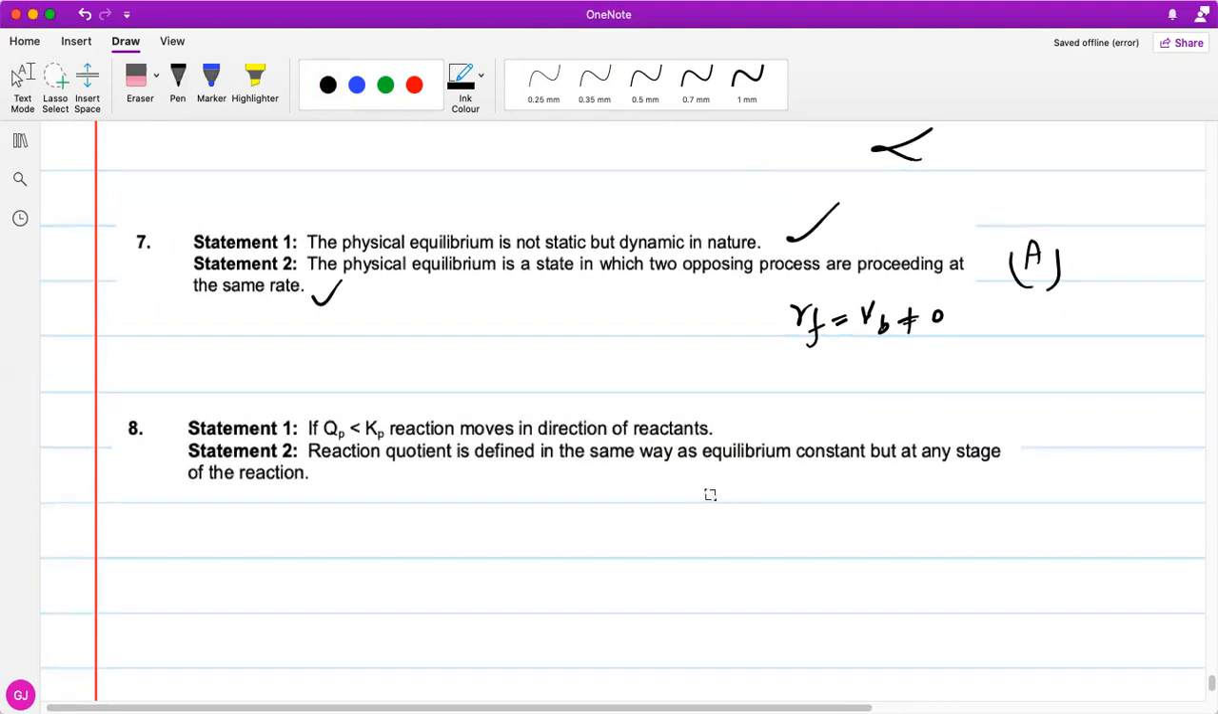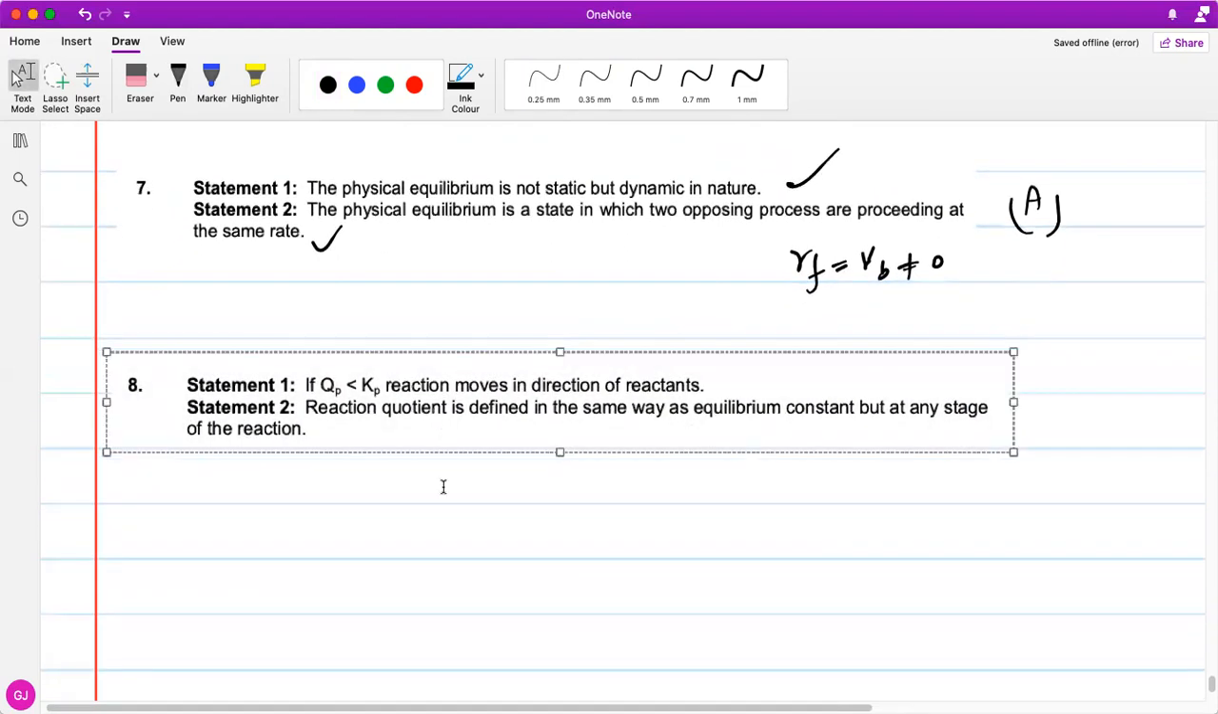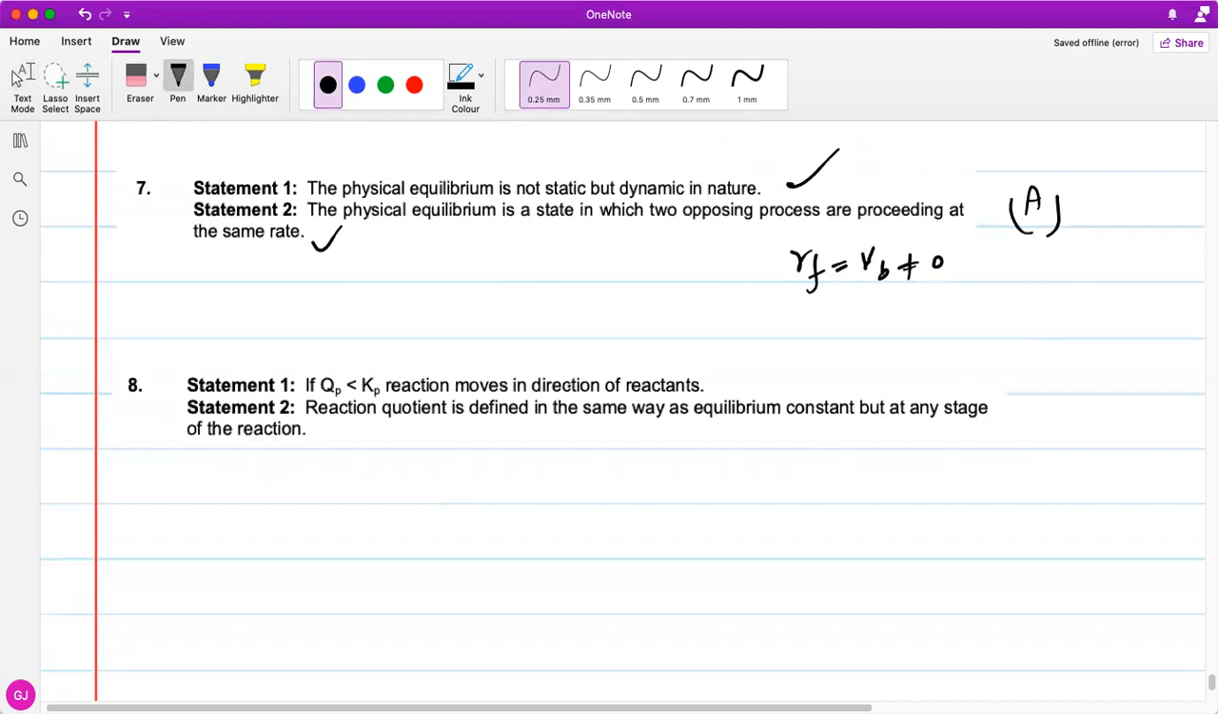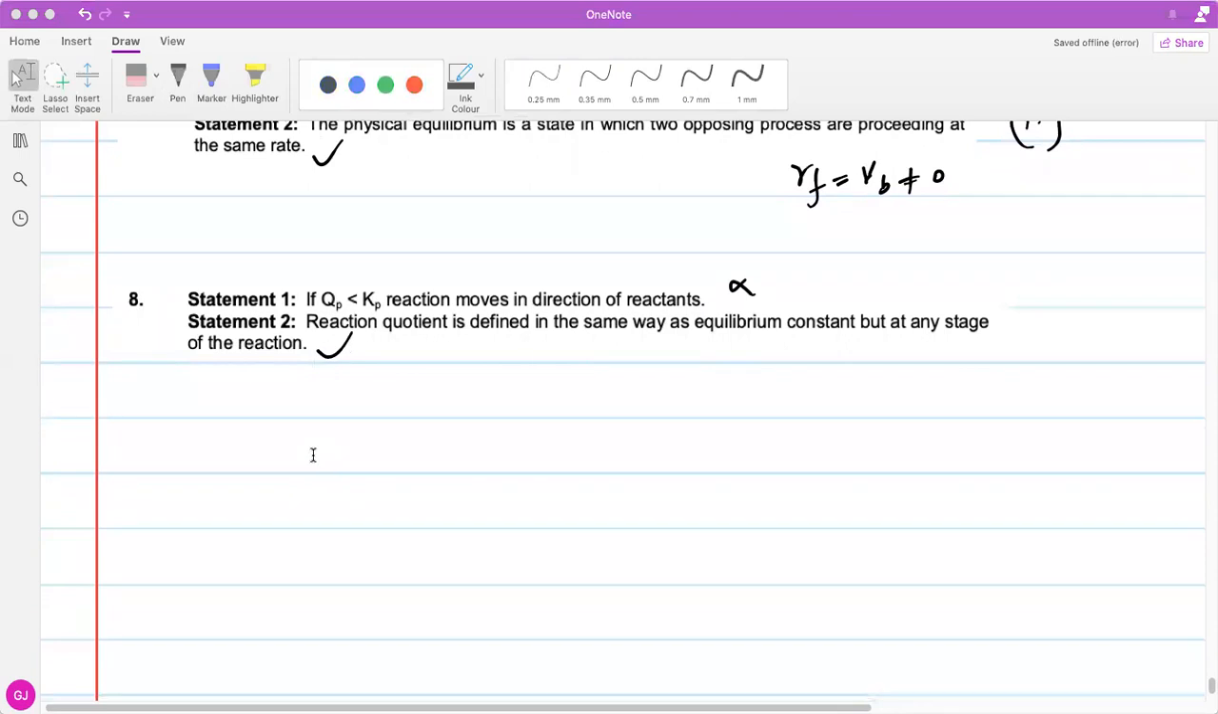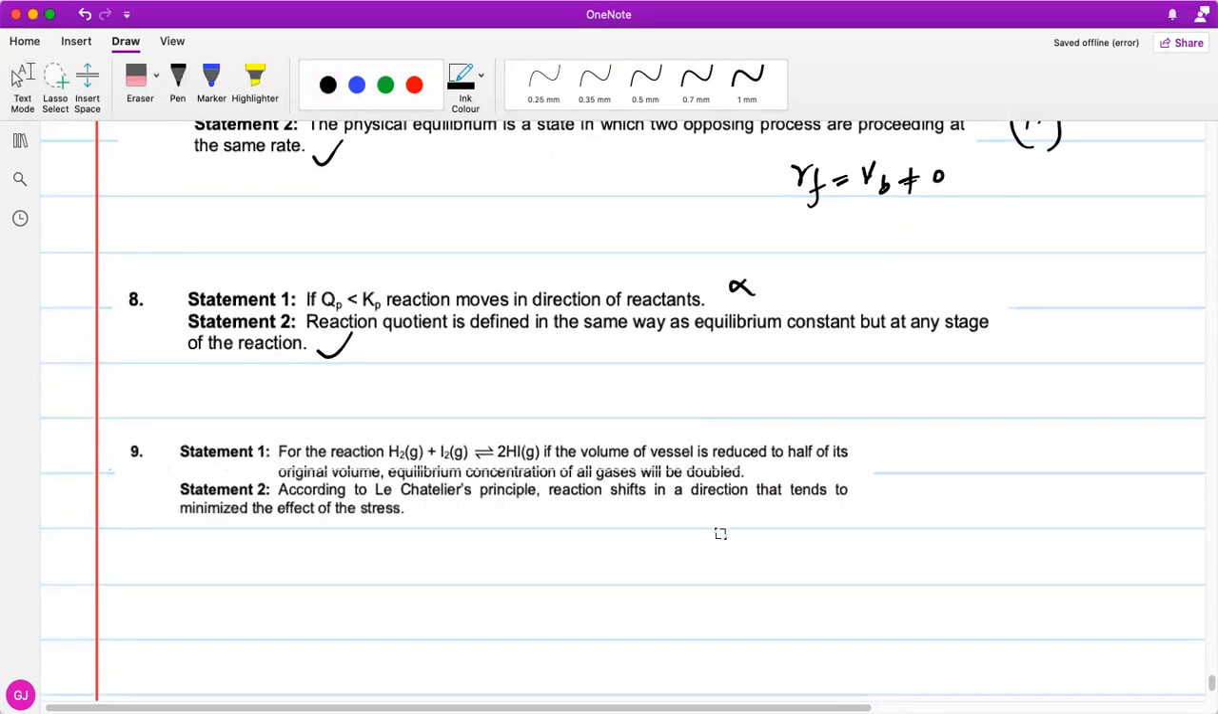Then the eighth one, which talks about if Qp is less than Kp, reaction moves in the direction of reactants. Well, no, if Qp is less than Kp, then the reaction moves in the forward direction. The reaction coefficient is defined the same way as the equilibrium constant, but at any stage during the reaction. So that is the correct statement. We need not bother about the link between them because the first statement itself is wrong. Okay. So accordingly, you get the answer.